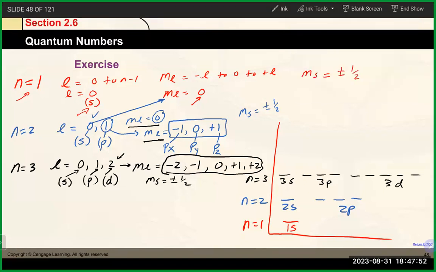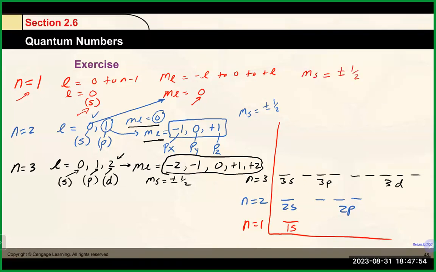So if we go to the 4th energy level, n would equal 4. That means L could have values of 0, 1, 2, and now 3, as we do 4 minus 1. So L could be 0, 1, 2, and 3. Just like previously, that's going to be our s, that will be our p orbitals, that will be our d orbitals, and that will be now our f orbitals.